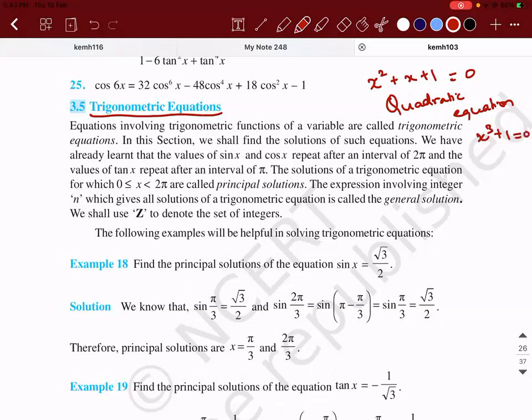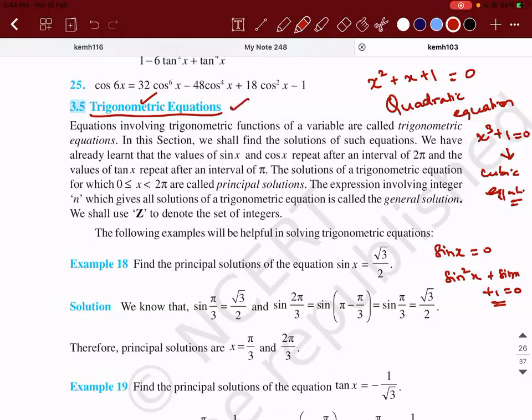If I put an equal to 0, it becomes a cubic equation. That's it. Simple logic. Similarly, then what should be a trigonometric equation? Instead of using algebraic variables, if you use trigonometric variables, then it becomes a trigonometric expression. For example, sin x is equal to 0. Sin square x plus sin x plus 1 is equal to 0. All these things are called as trigonometric equations.